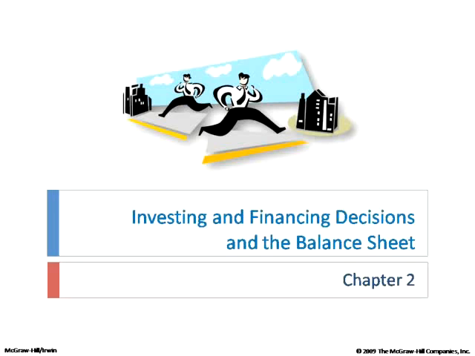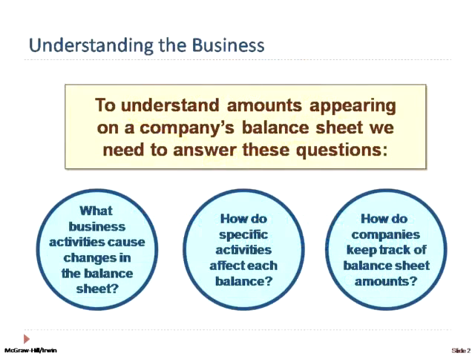Chapter 2. Investing and Financing Decisions and the Balance Sheet. Before we can adequately prepare a balance sheet, we must know what activities caused changes in it. Additionally, we have to know how specific activities affect each balance. Finally, we need to know how the company tracks balance sheet amounts.